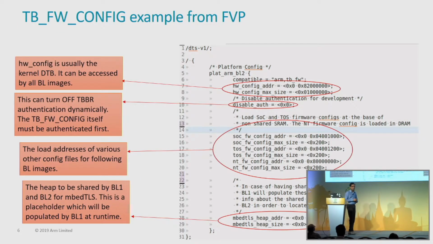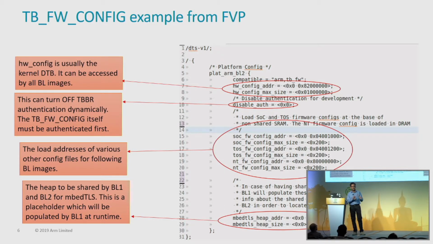Just to give an idea about the configuration file, I've picked up an example from FEP. So this is the tbfw config in FEP platform. This is shared between BL1 and BL2. As you can see, there are properties describing where the hardware config is to be loaded, which is the Linux device tree.